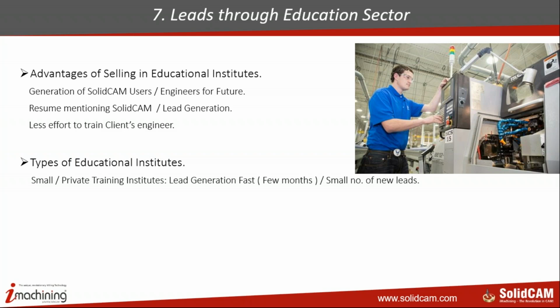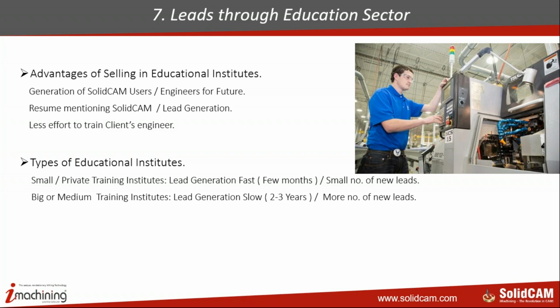If a person wants to buy a CNC machine, sometimes he would first learn the software and then go for a machine, or he has a machine and would like to learn the software. Definitely at a small or private training institute, the course is of a few months, maybe 1 month, 2 months, or 3 months. After 3 months, if he has learned the software, definitely he will call you, or he will tell the training institute, I would like to buy the software, please provide me information for SolidCAM.